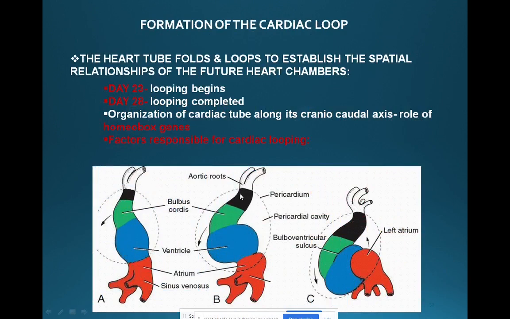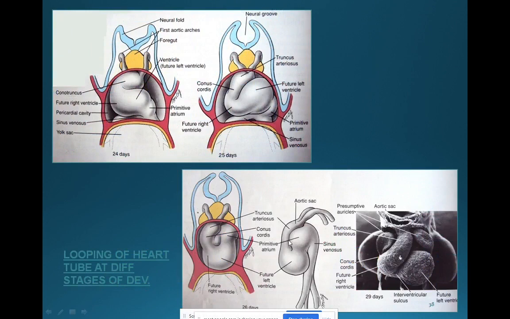You see, this is the truncus arteriosus, bulbus cordis, primitive ventricle. Then it will go to the back. Same conotruncal. This is the right ventricle, future left ventricle. See, this is how they are going to the back. These are the atriums. This is the left ventricle. You are seeing it from the left side. The sinus venosus is opening into the atrium.